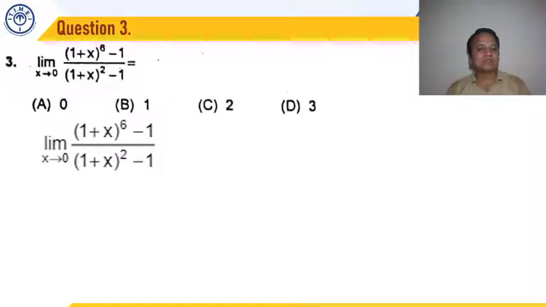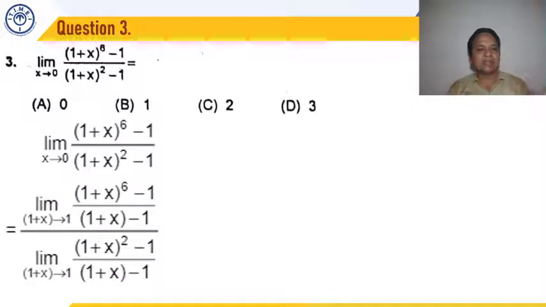So the limit of (1 plus x to the power 6 minus 1) upon (1 plus x square minus 1), x tending to 0. Can we say if x is tending to 0, then 1 plus x is tending to 1?